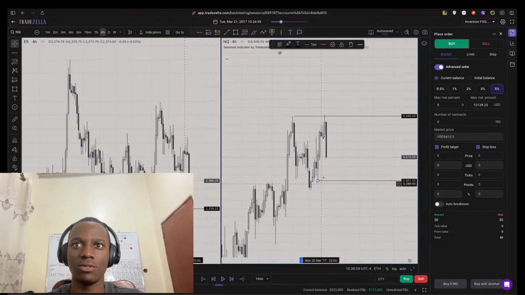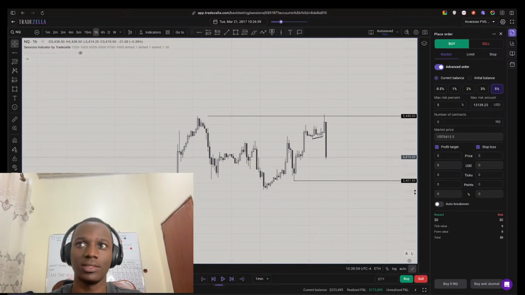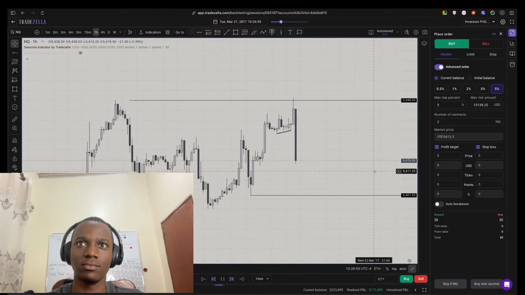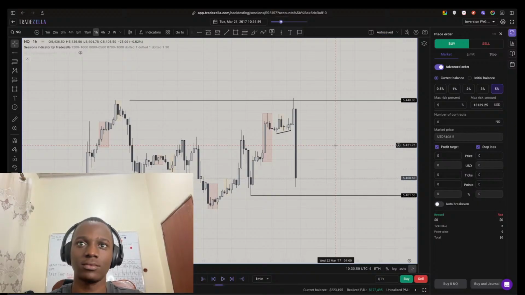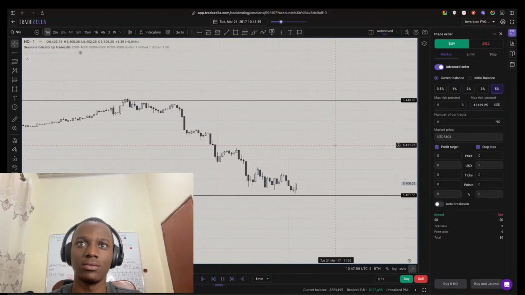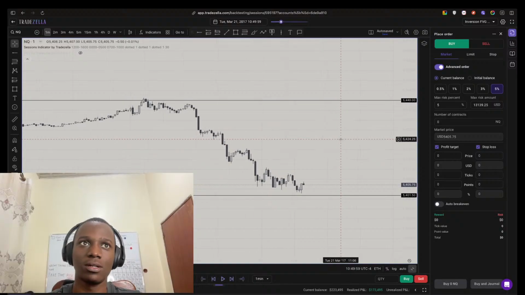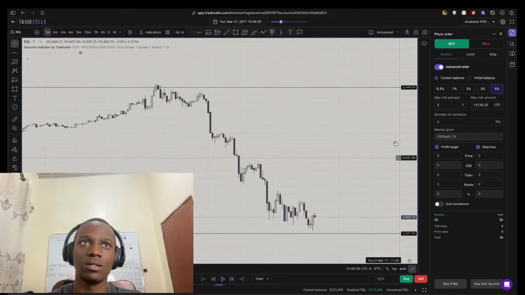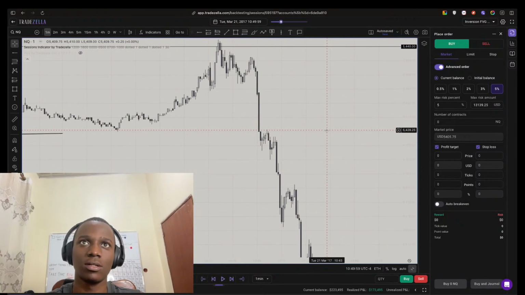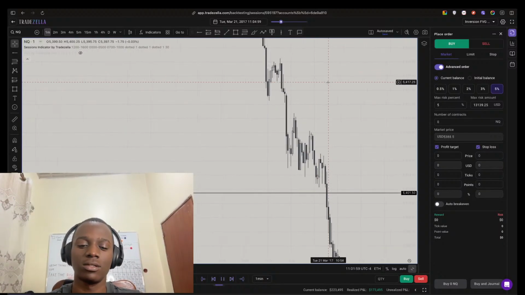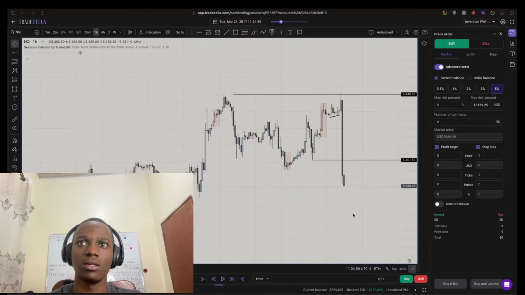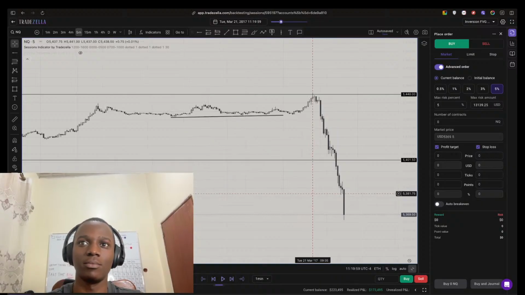Now we have these lows here. I'm checking the 1 hour, we're still displacing lower. Bro. Damn, okay. I don't think shorts will play out anymore, bro.